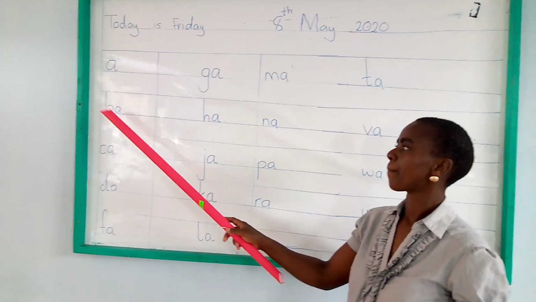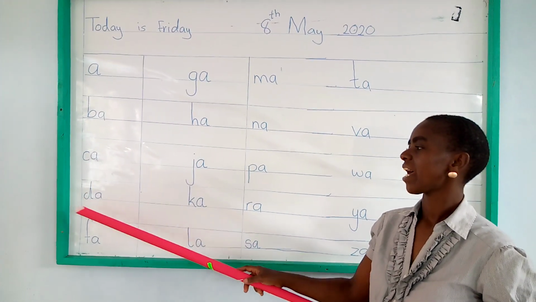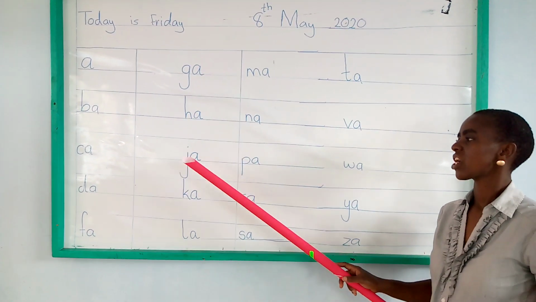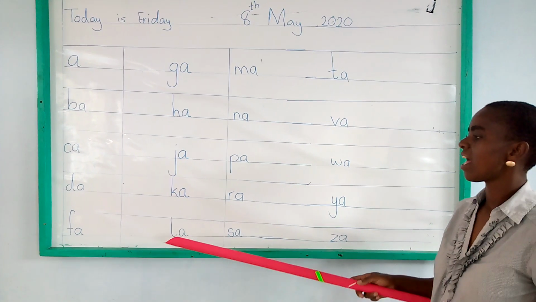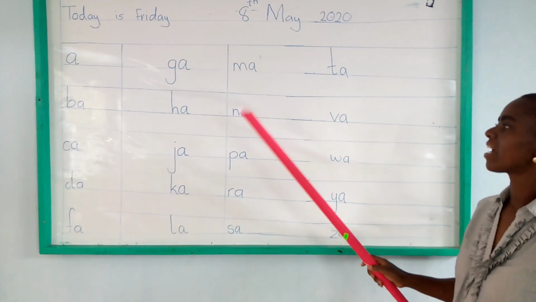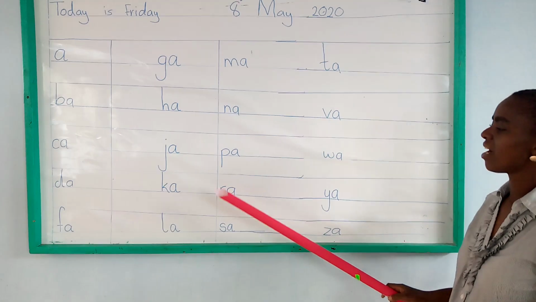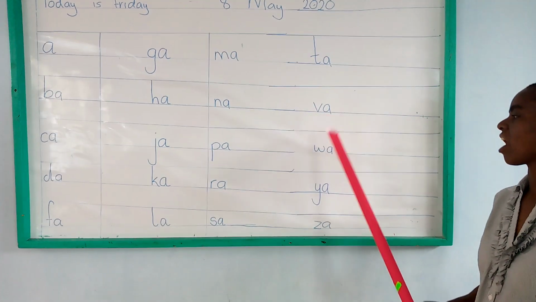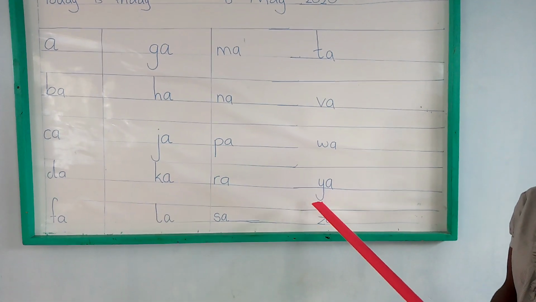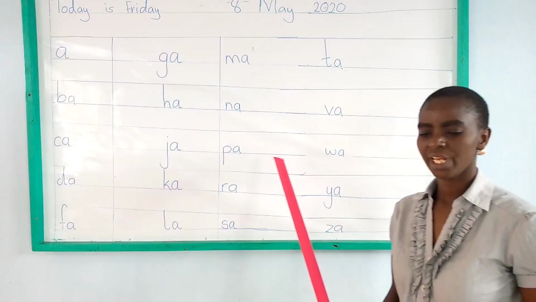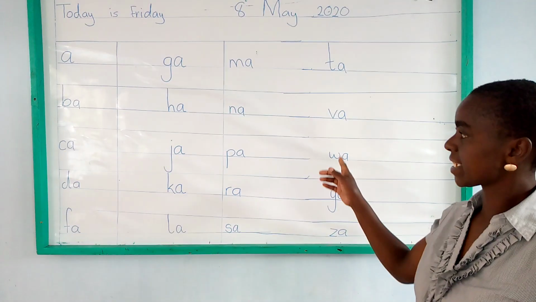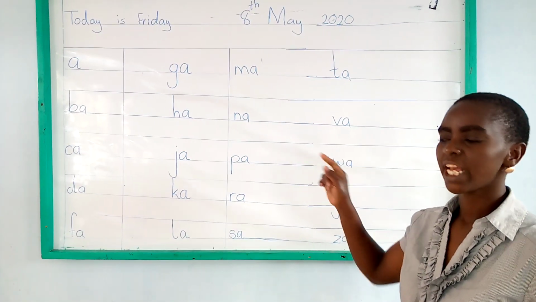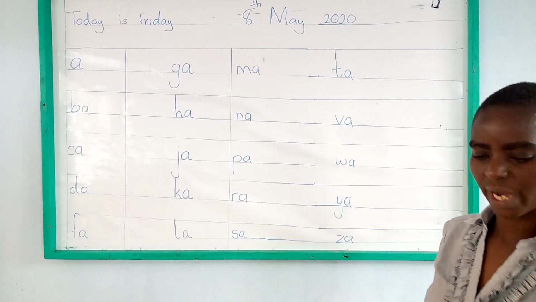We start: A, Ba, da, fa, ga, ha, ja, ka, la, ma, na, pa, ra, sa, ta, va, wa, ya, za. When you learn these syllables, it will be easier for you children even to read three-lettered words.